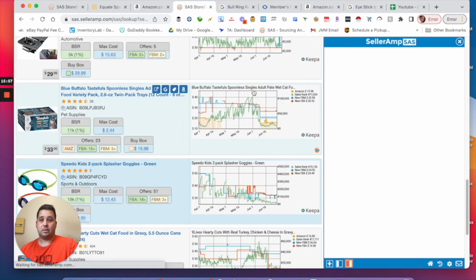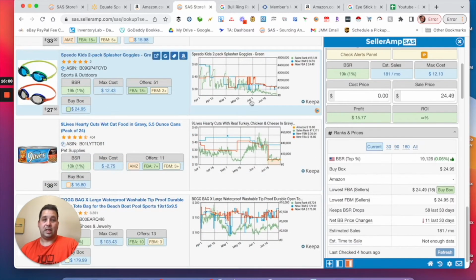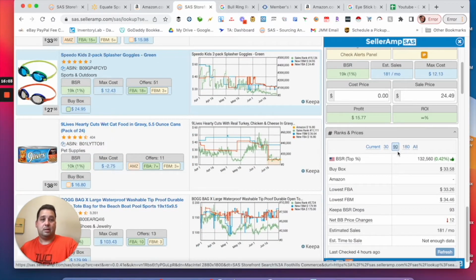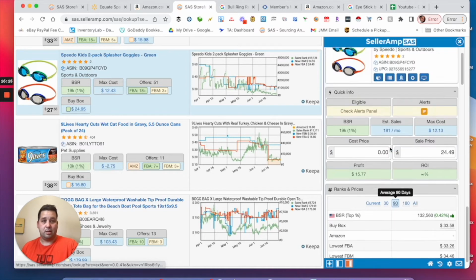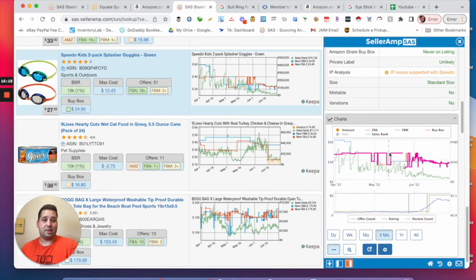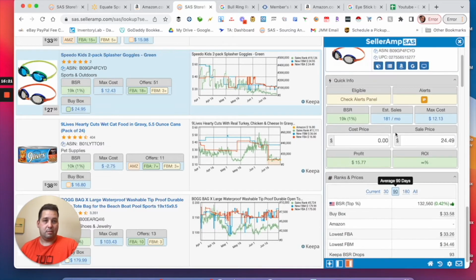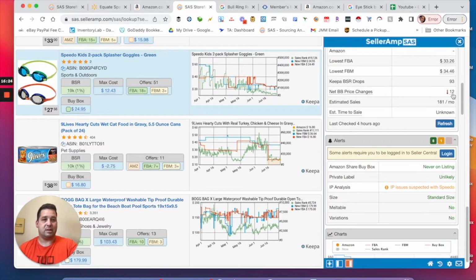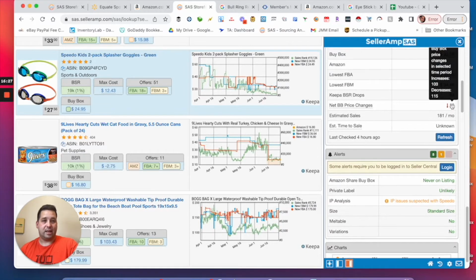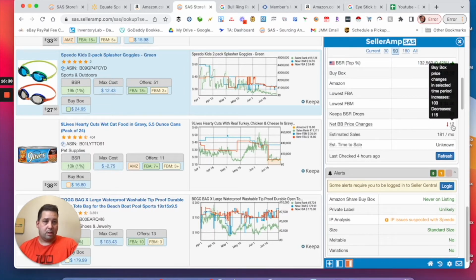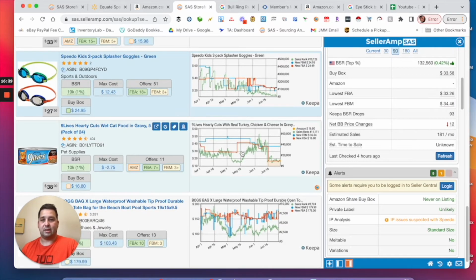Speedo Kids. Let's see what's going on here. A lot of times I'm looking at the 90-day. A lot of sellers probably just jumped on this listing. 35, because obviously the price in the last 30 days has gone down a good bit. There is a piece of SellerAMP that shows you that. I forgot where it is, but it basically shows you the buy box changes. Oh, you can see here, there's been 103 increases, but 115 decreases. So obviously there are some pricing wars going on there.